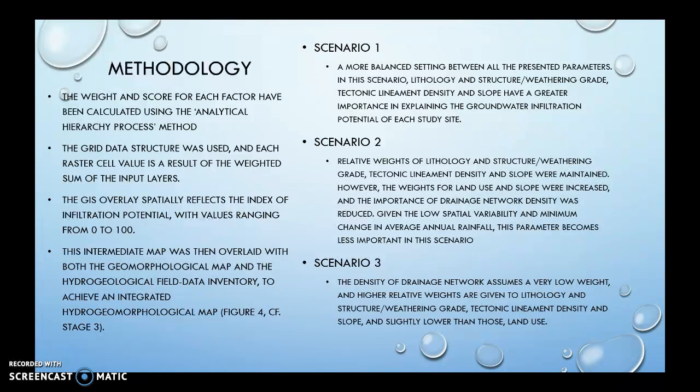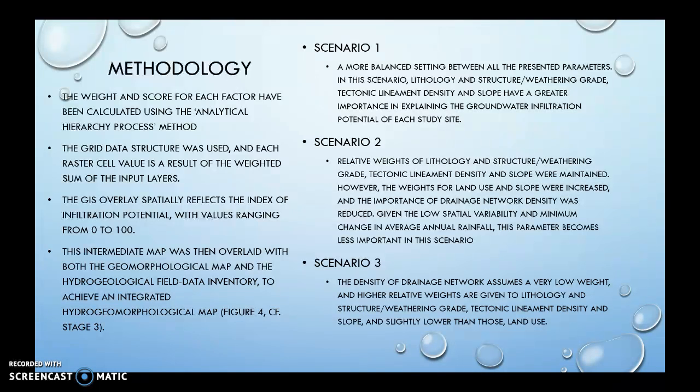So you have a combination of parameter layers you put into a map, you overlay those maps on top of one another, and this will provide you with a GIS overlay that spatially reflects the index of infiltration potential, and these values will range from 0 to 100. The next slide is a flow chart, so if you want to go back and forth during the presentation to get a better visual, you can.